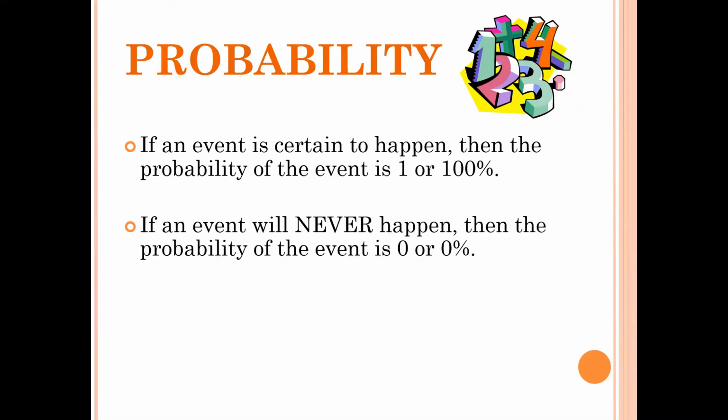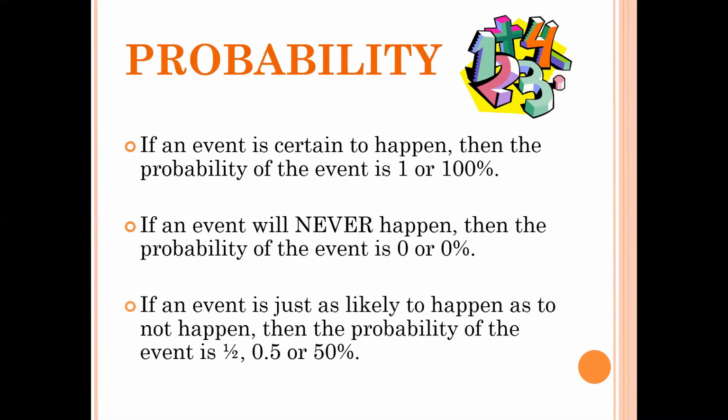Now let's say that an event will never happen. Then we would say that the probability of the event is 0 or 0%. And now let's say that the chance of the event happening is the same as the chance of the event not happening. Then it's exactly half, right? So that's why we say the probability of the event is 1 by 2, 0.5 or 50%.